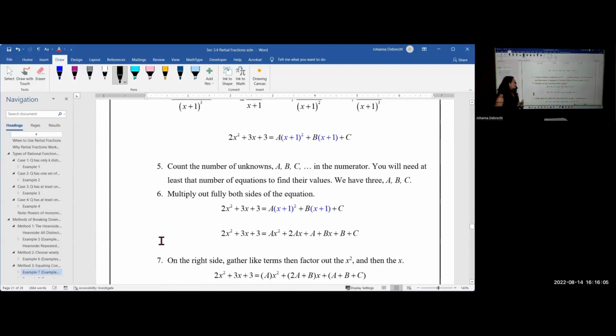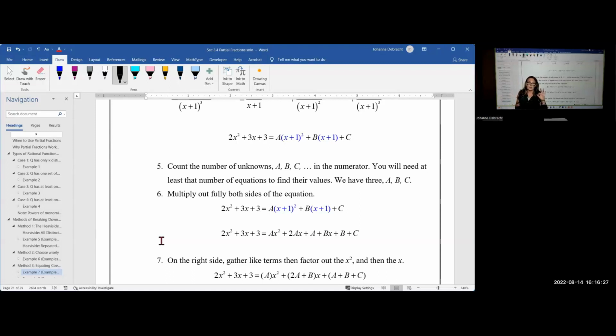That's why I said you have to be careful. There's just lots of multiplication involved. So count the number of unknowns that you have. You have A, B, and C, which means you'll need at least 3 equations to solve this. It's going to form a system of equations. And for every unknown, you have to have at least one unique equation.